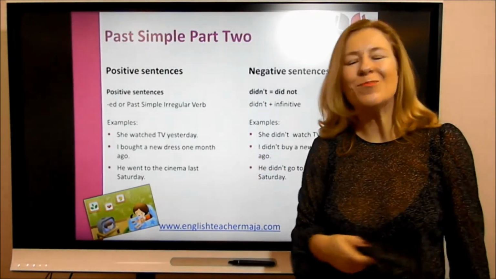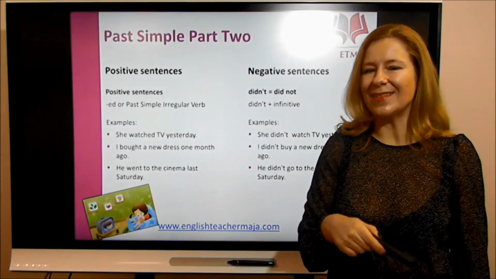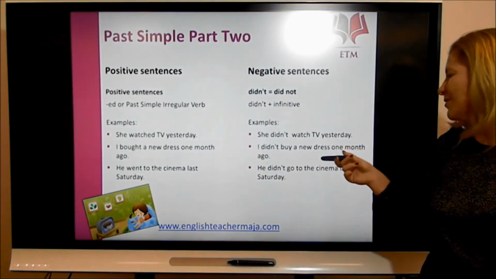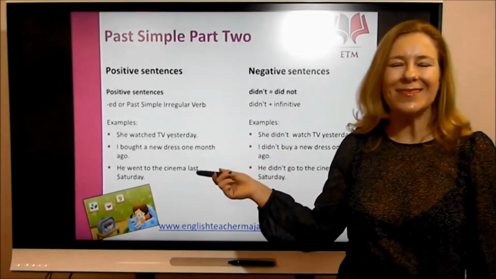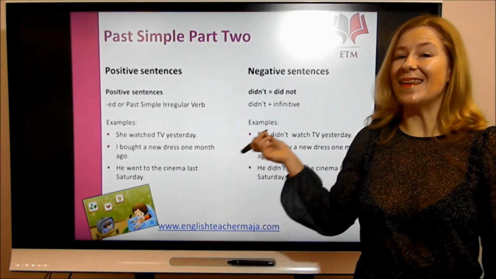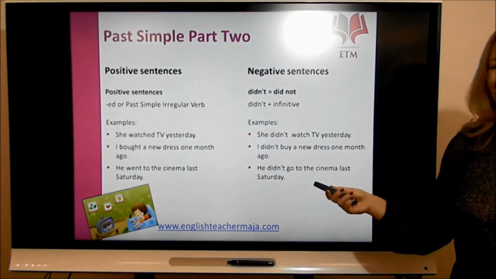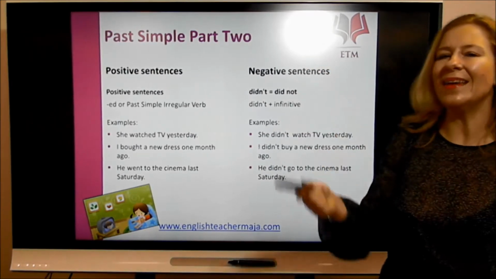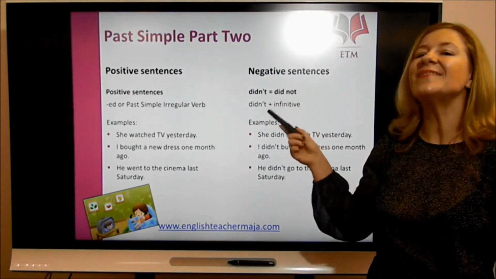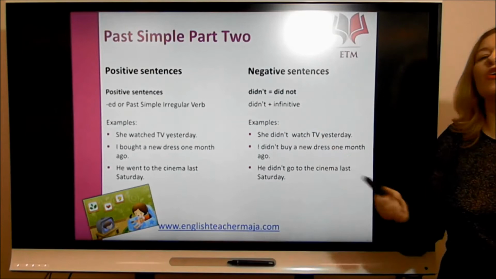Okay, I bought a new dress 1 month ago. It's a positive sentence. And what about a negative one? I didn't buy a new dress 1 month ago. One more example for you. He went to the cinema last Saturday, and in a negative sentence, he didn't go to the cinema last Saturday. Okay, so remember, to make a negative sentence, you need didn't or did not plus infinitive. For example, didn't watch, didn't buy, didn't go.